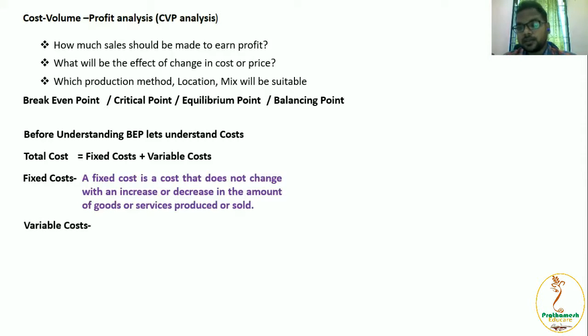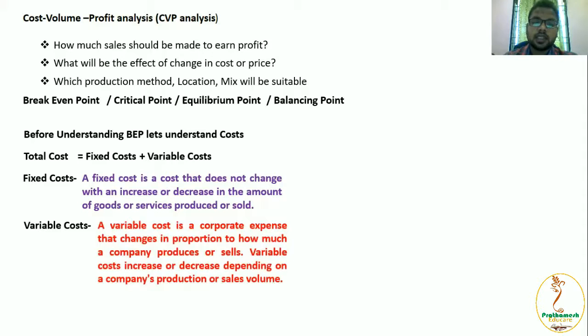Then comes variable cost. Variable cost varies according to the units produced. If you are producing 5 units, then it will cost 10 rupees. If you are producing 6 units, then it will cost 12 rupees. Accordingly, it is changing as per the change in the volume of production. The quantity changes, the variable cost changes, but the fixed cost remains the same over the changing of the production volume.